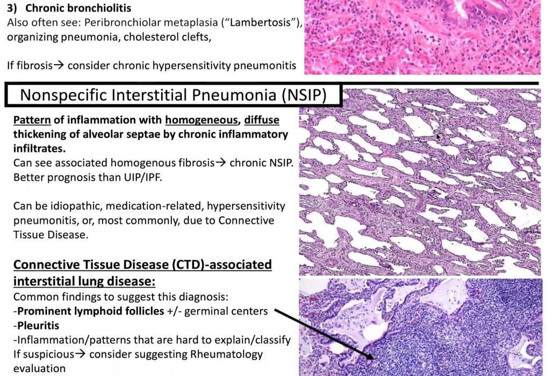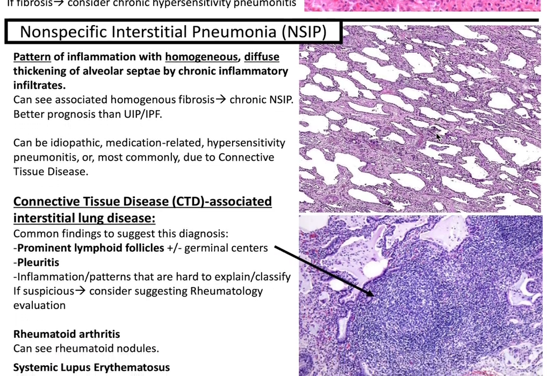Nonspecific interstitial pneumonia, NSIP. This is a pattern of inflammation with homogeneous, diffuse thickening of alveolar septae by chronic inflammatory infiltrates. You can see associated homogeneous fibrosis leading to chronic NSIP. It has a better prognosis than UIP or IPF. It can be idiopathic, medication-related, hypersensitivity pneumonitis, or most commonly due to connective tissue disease.